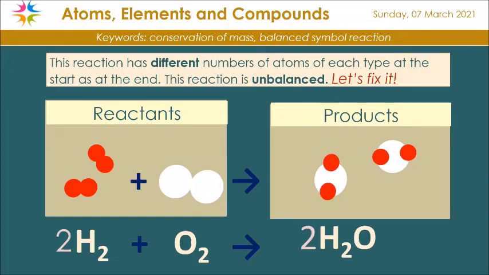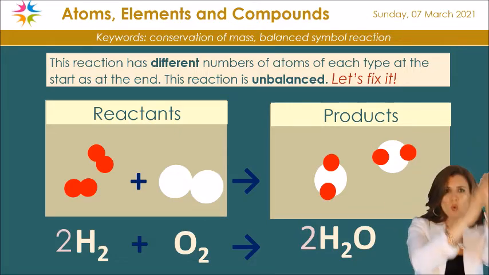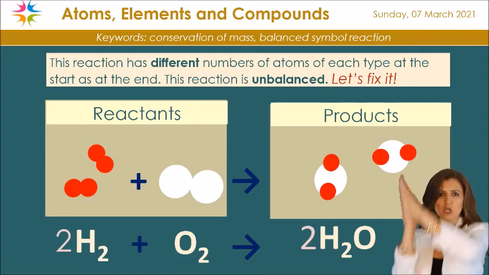So the hydrogen's correct. Here we've got two oxygens, O2, and here, because they're two molecules of water, we've got two oxygens. There they are, 1, 2. So now this reaction's balanced. Well done, year 7.